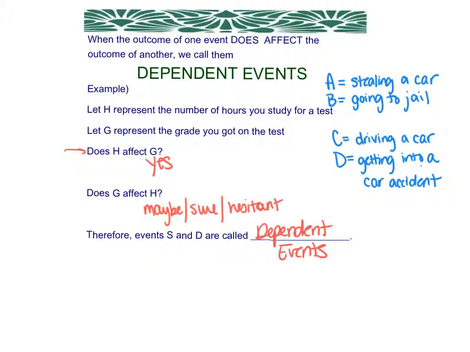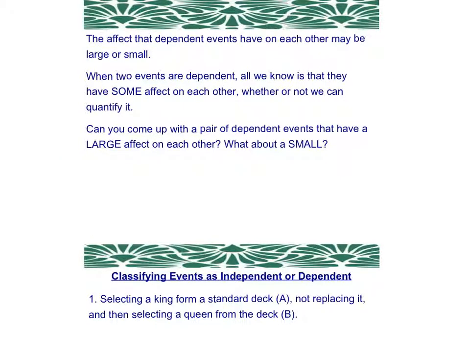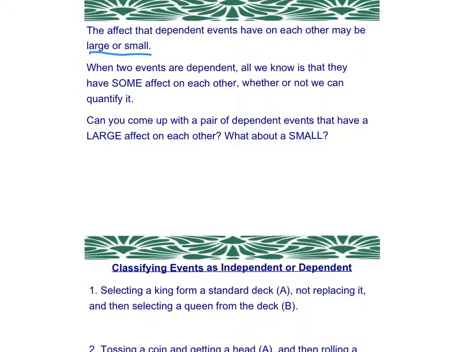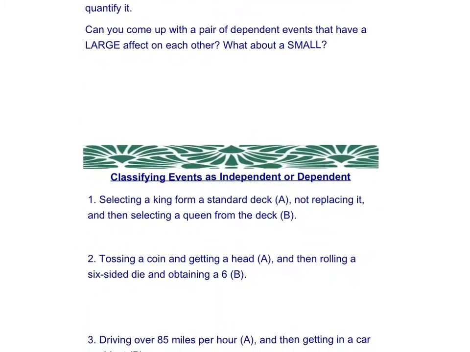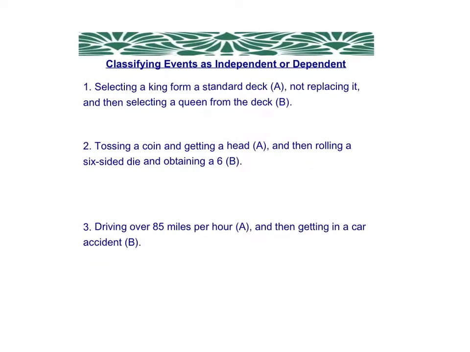All right, so let's take a look at the next slide. Remember that the effect that dependent events have on one another can be large or small. When two events are dependent, all we know is that they have some effect on one another, whether or not we can actually quantify it. We did this exercise in class. Can we come up with some dependent events that have a large effect on each other and a small effect on each other? I'll let you have some time to think about that. You can just pause the video, and then if you want to chat with me when we get back in class, that would be fun to do.